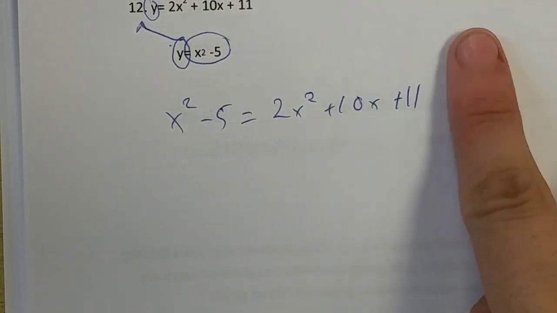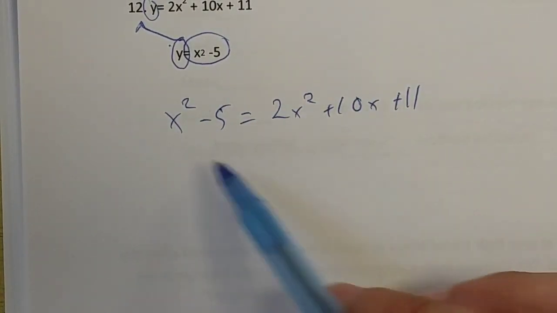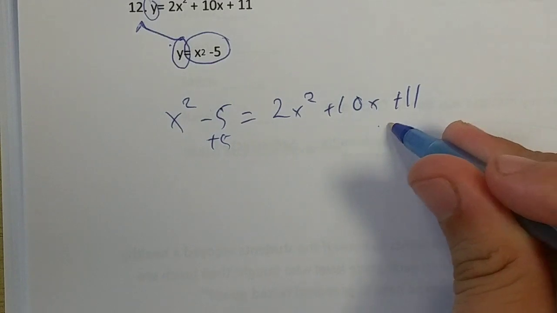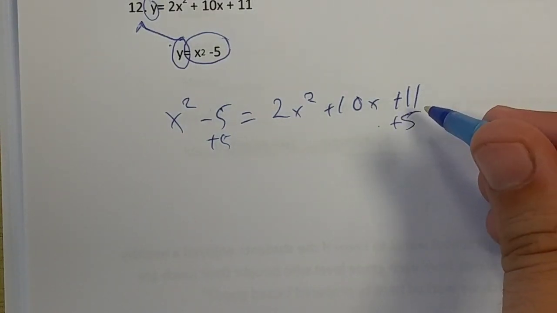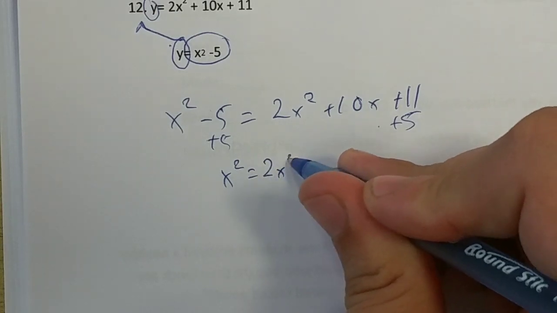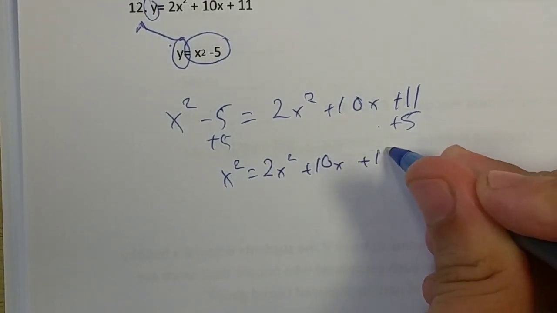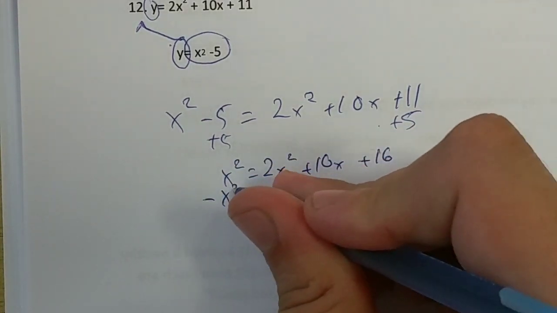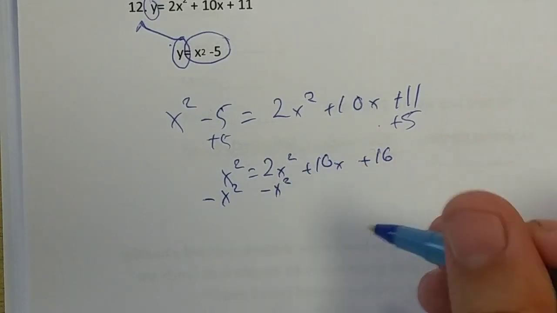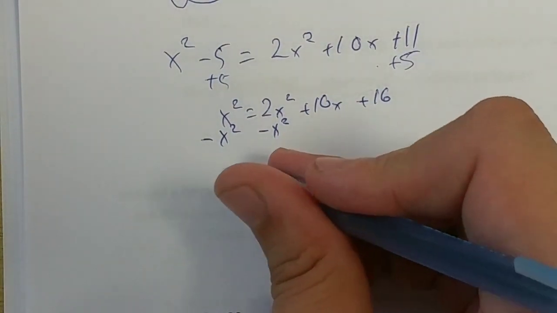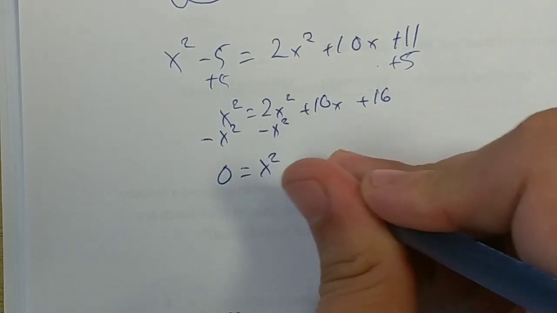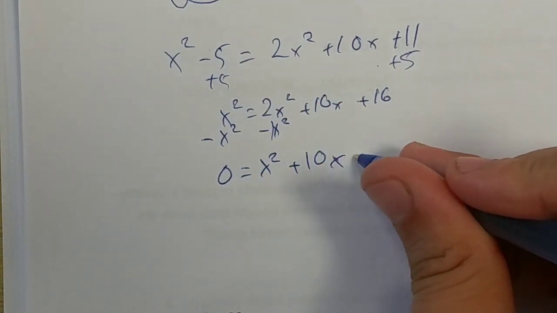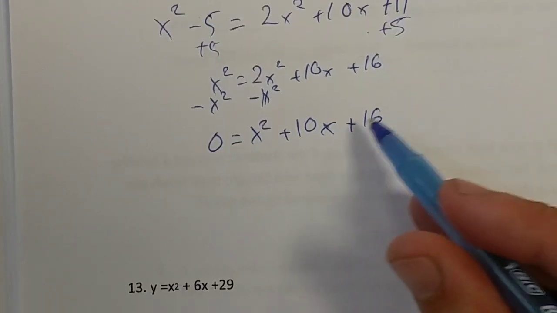Now that I have one variable, that makes my life a lot easier. So let's see if I can get it set equal to 0. I'm going to do plus 5 plus 5. Now, since there's 11 here with no variable, I can combine like terms. So x squared equals 2x squared plus 10x plus 16, and that's okay. Now I'm going to subtract x squared on both sides, because there's an x squared here, I could combine like terms. So that is going to be 0 equals x squared plus 10x plus 16. 2 minus 1, remember, it's a 1 invisible, so 2 minus 1 is x squared.